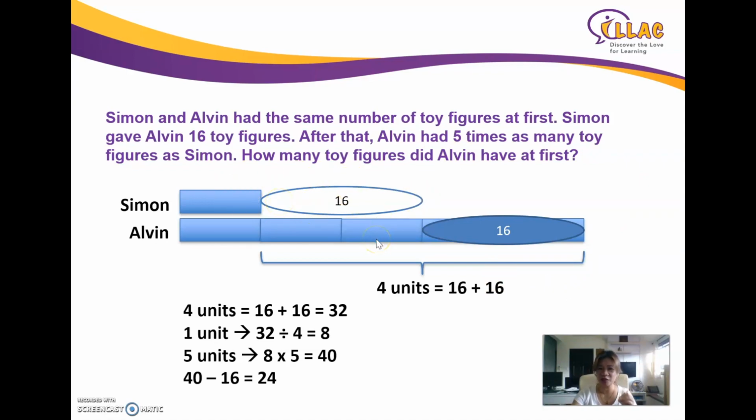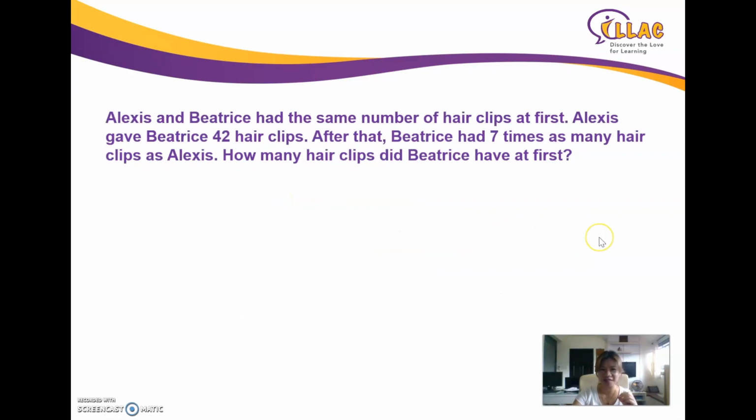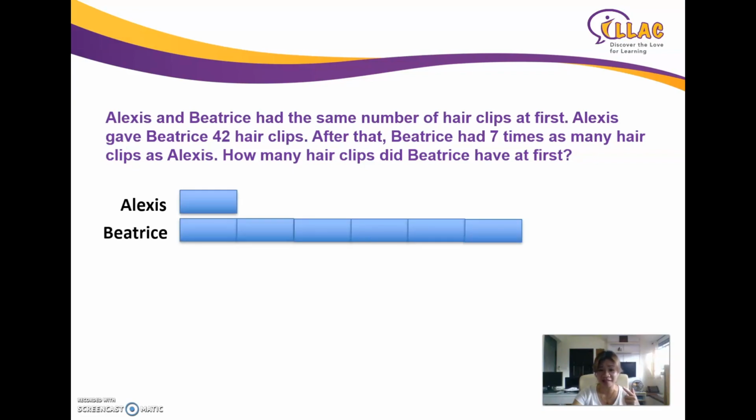Okay, let's try another question on your own, so see if you can get it right. You may pause the video at this moment. And so, Alexis and Beatrice, 2 characters. Let's draw for 2 of them. Beatrice had 7 times, so you get 7 units for Beatrice, 1 unit for Alexis.